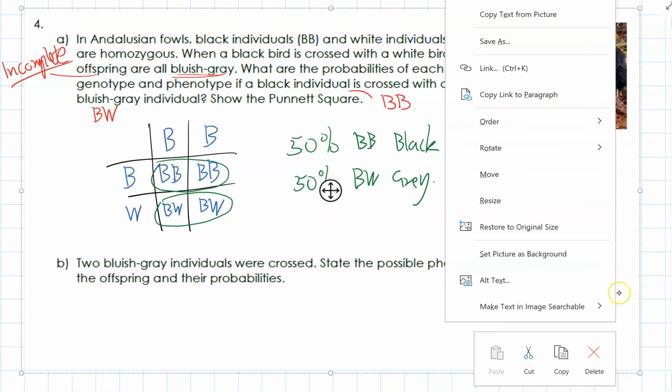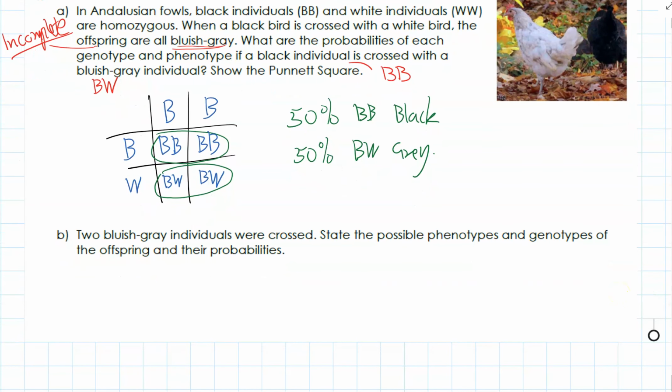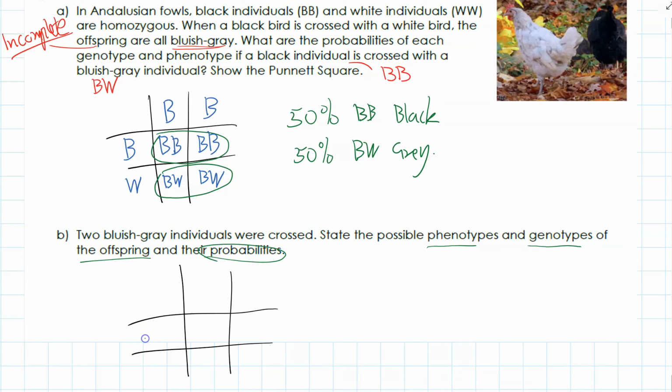And the last question is, two bluish grey chickens were crossed. What are the possible phenotypes and genotypes of their offspring? And give the probabilities. Okay, so again we need to set up a Punnett Square to prove it. But we've got two bluish grey which are heterozygous this time. So both of them are heterozygous.